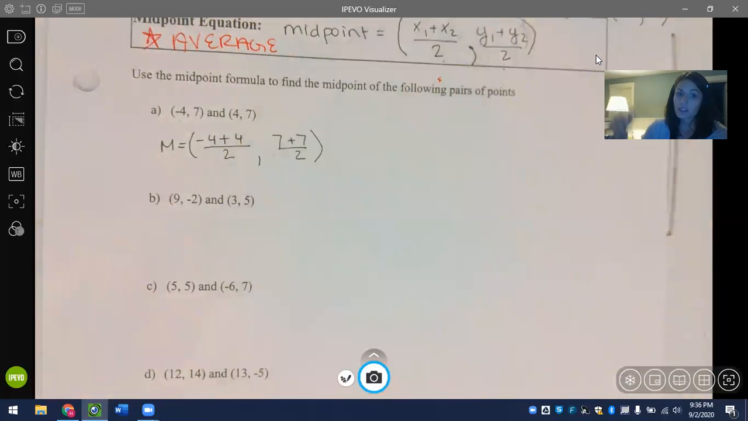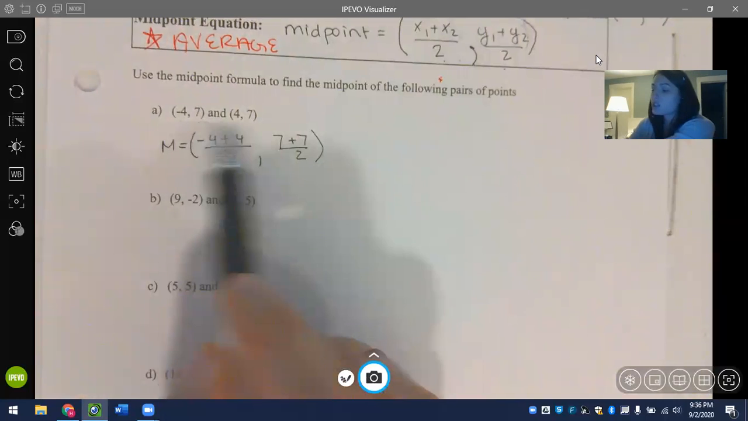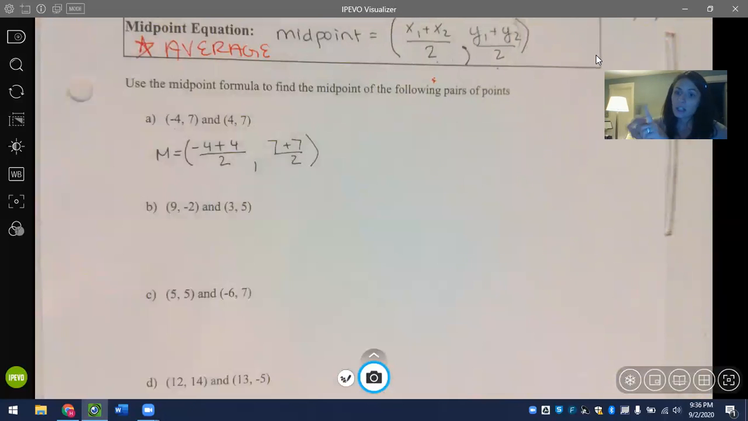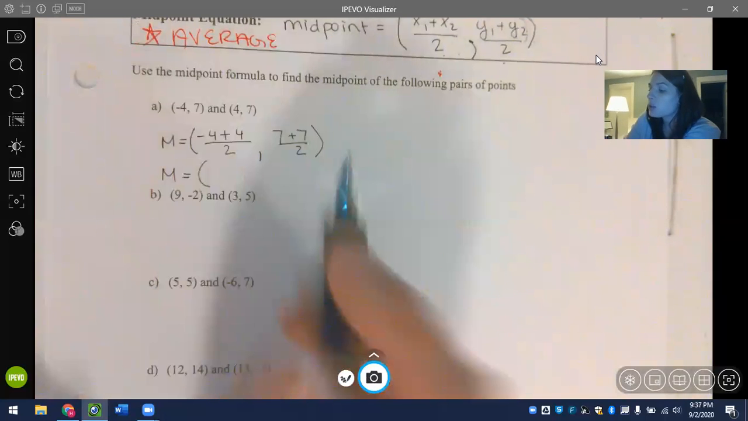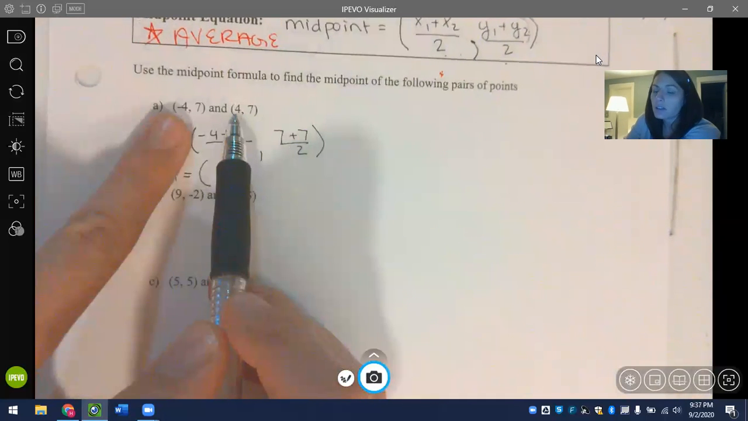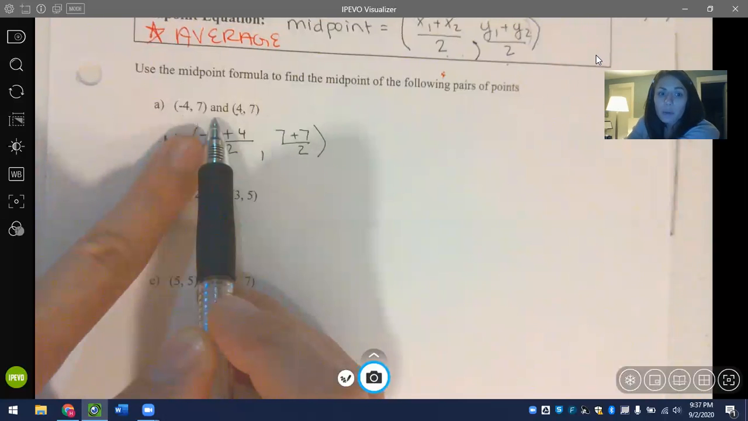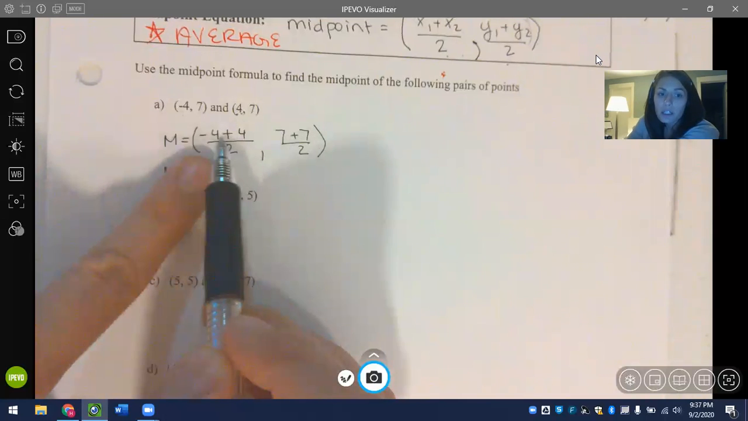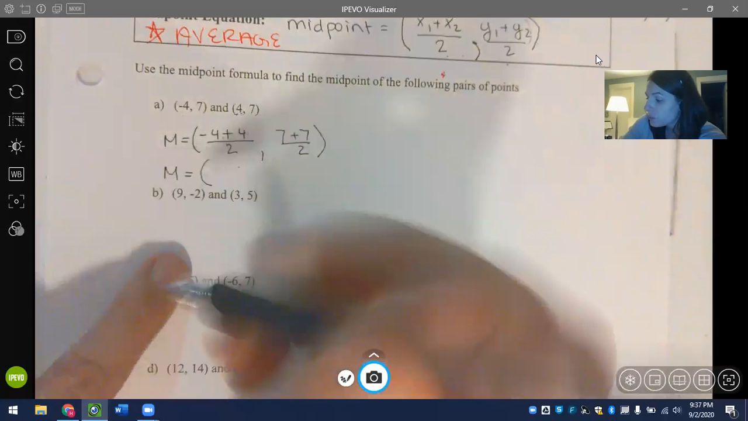Now, if both my y values are 7, the average of 7 and 7 is going to be 7 itself, because there is no middle between 7 and 7. The middle between -4 and 4. Again, have that bigger idea that we're just finding the middle number or the average between the two numbers. So between -4 and 4, the middle would be 0. That's what happens here. -4 plus 4 is 0, divided by 2 is 0.